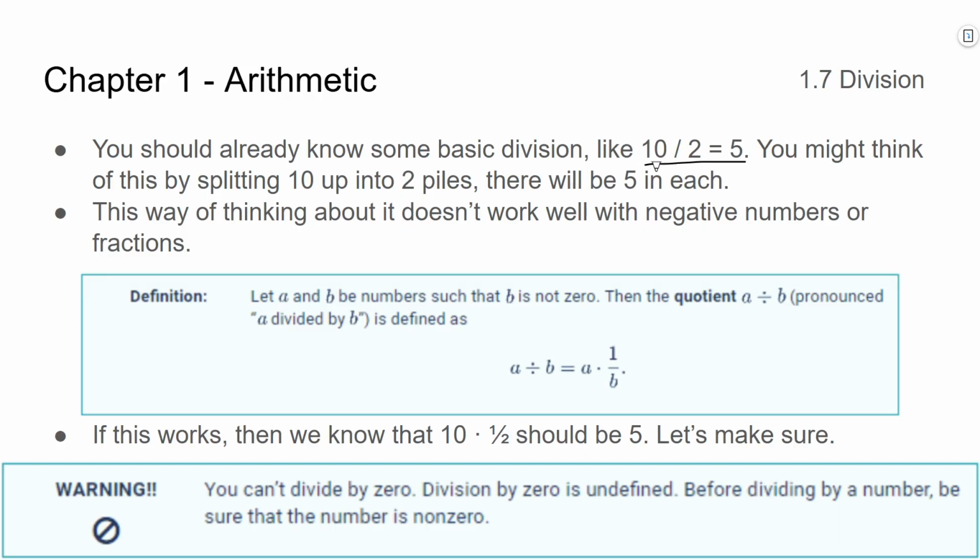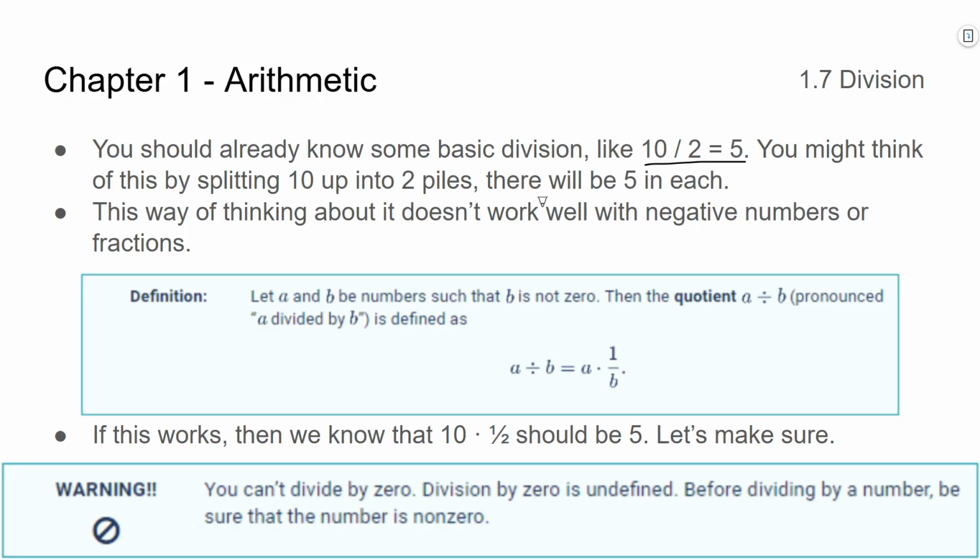So imagine you have 10 socks and you want to split them up into 2 different piles. How many are going to be in each pile? Well, that's going to be 5. And this way of thinking about division has always worked up until now. But moving forward into algebra, it's going to get a little bit trickier to think of it that way.